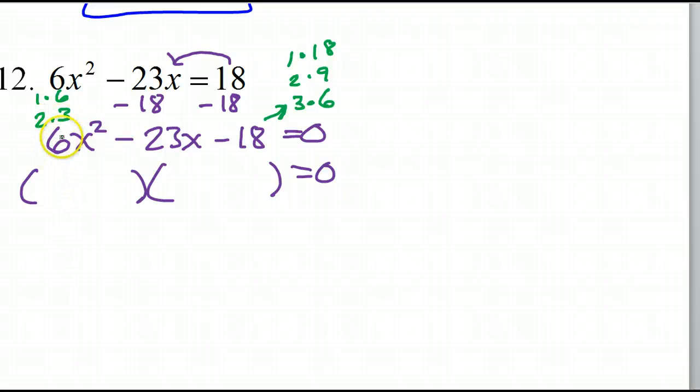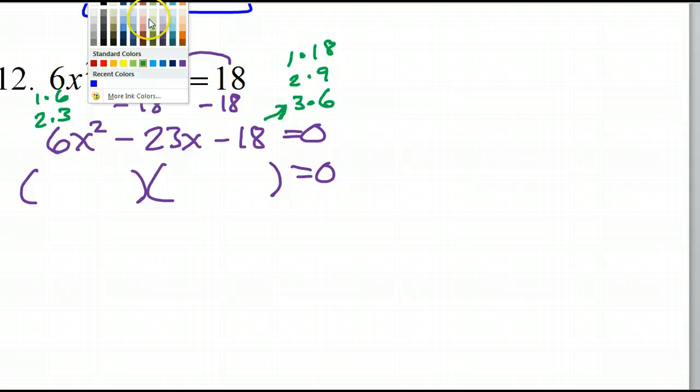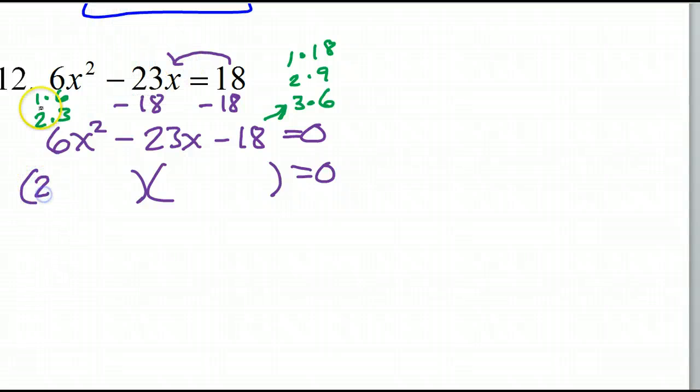Alright, with the 6, I'm going to start with 2 times 3. I always start with the numbers that are closer together. So I'm going to start with 2x and 3x. Now, similarly, normally I would start with 3 times 6. But remember, I taught you guys that there should be no GCF. There should be no common factor within the parentheses. If there's no common factor in the original problem, there should be no common factor in the parentheses.